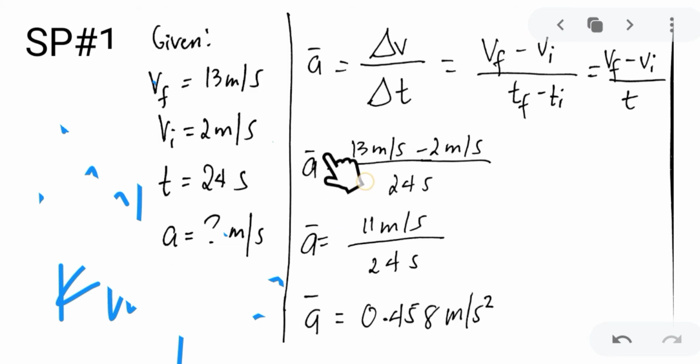So to solve this problem, we have here the average acceleration is equivalent to the delta of the velocity or change in velocity over the change in time. If you will expound that, that is final velocity minus initial velocity over the final time minus the initial time, or final velocity minus initial velocity over the total time. So for average acceleration, that is the final velocity of 13 meters per second minus the initial velocity of 2 meters per second, and then over 24 seconds as our time. 13 meters per second minus 2 meters per second is 11 meters per second, and then 11 divided by 24, that is 0.458, and then meters per second squared. That is the unit for average acceleration or acceleration.